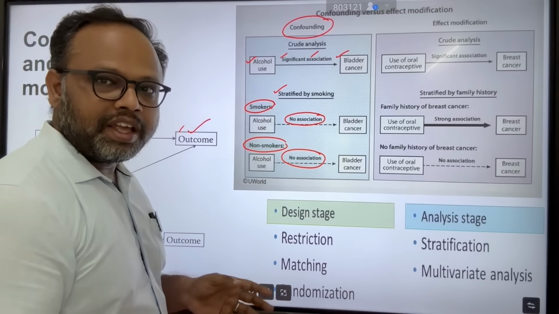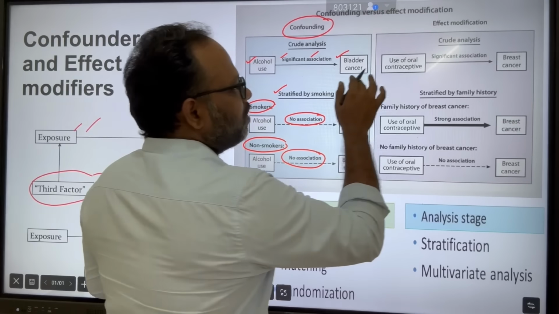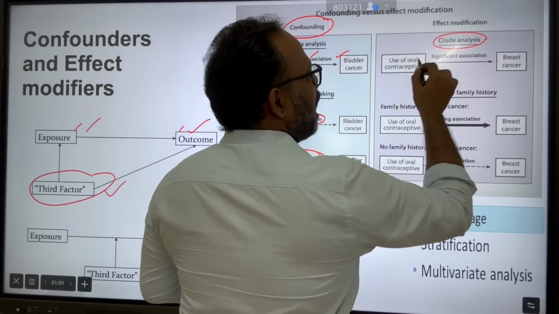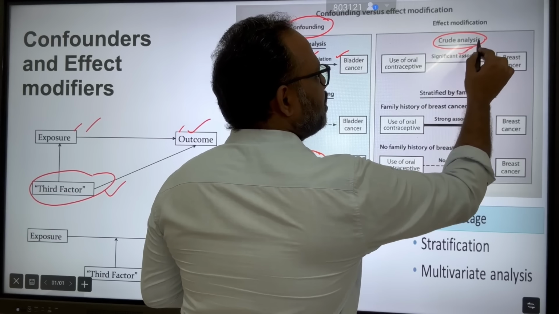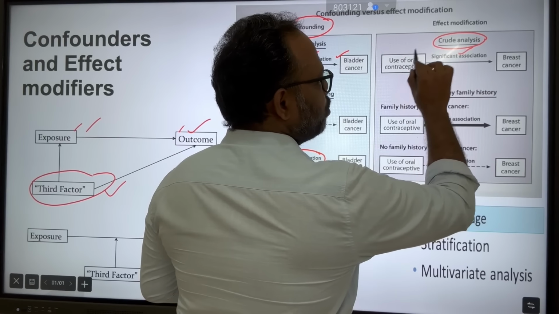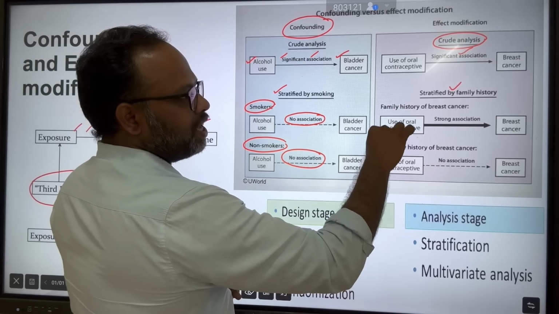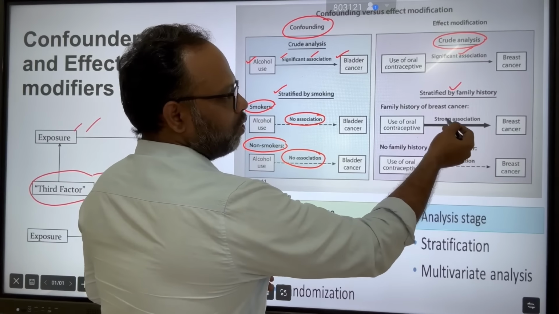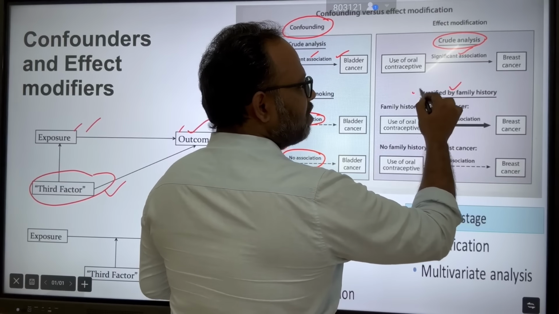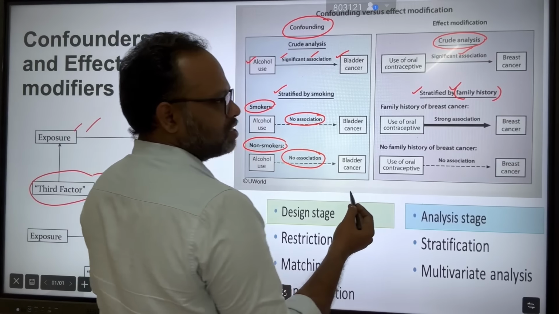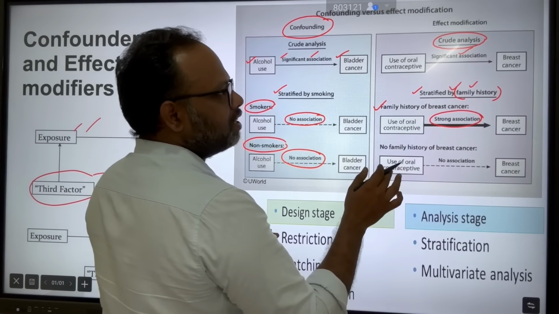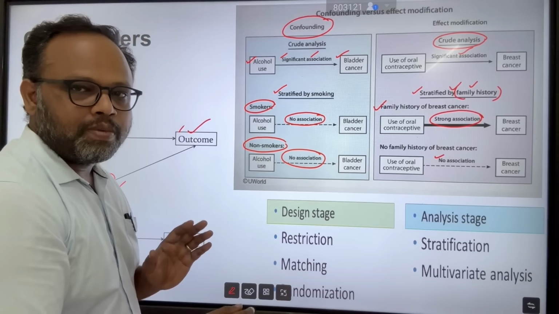On the other hand, if it is an effect modifier, when you do a crude analysis, as usual, you will find a significant association between the exposure and the outcome. But you suspect a third variable which is playing a confounding or effect modifier role, then you do this stratification based on the family history. The third factor has played an effect modification role. In the other group, there will be no association. So that is how we differentiate between confounding variable and effect modifier variable.